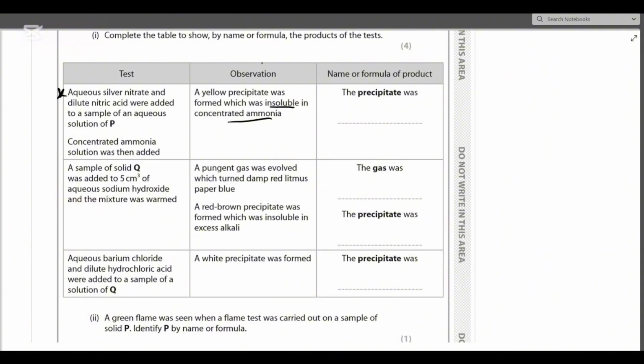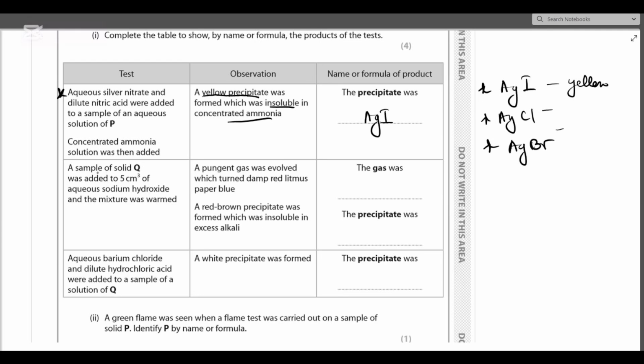Now that is enough. First of all, when we add silver nitrate solution, a yellow precipitate was produced. From our previous knowledge, when a yellow precipitate is produced, this only means that there is a presence of silver iodide. If it was a white precipitate, then it would have been silver chloride. And if it was a cream precipitate, then it would have been silver bromide, right? So in this case, the observation was a yellow precipitate, so we can easily say that the precipitate is nothing but silver iodide.